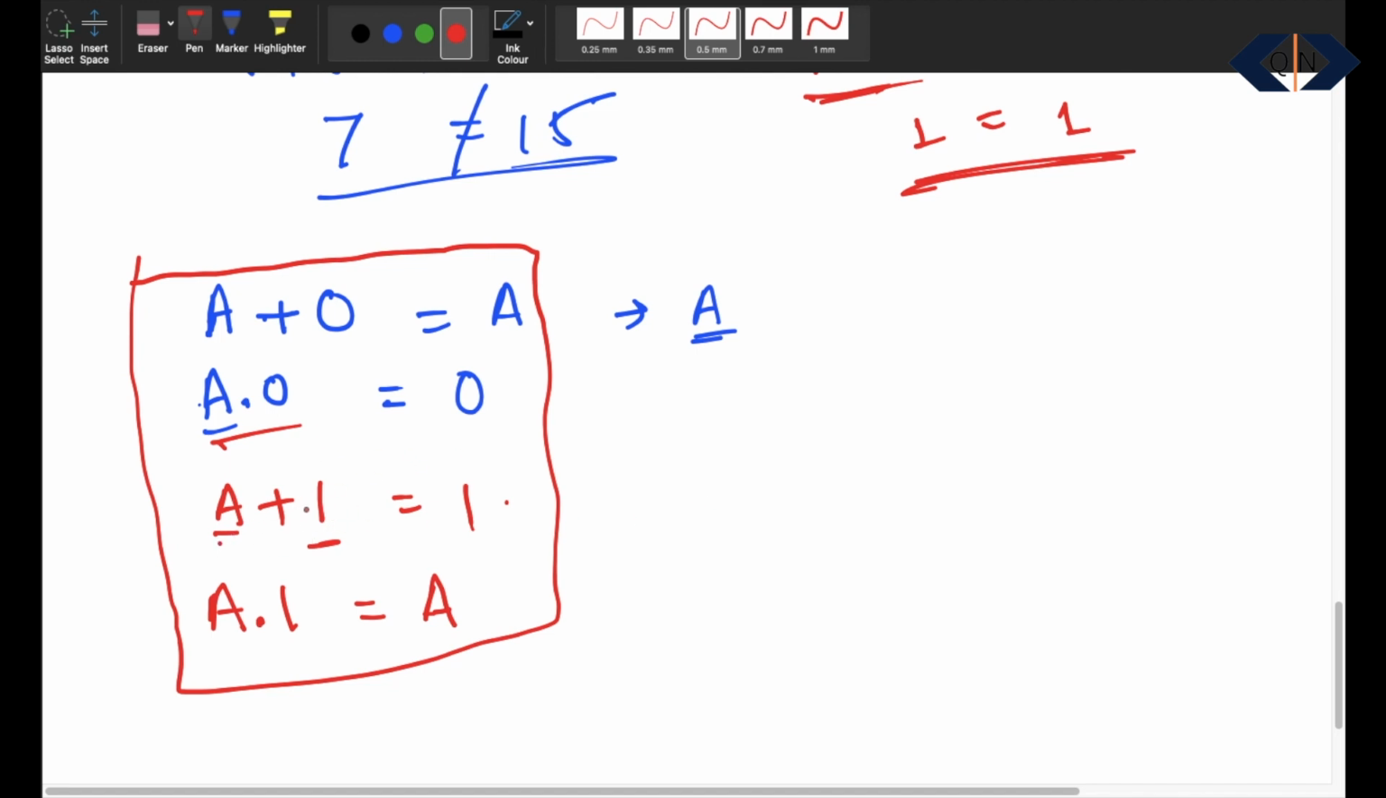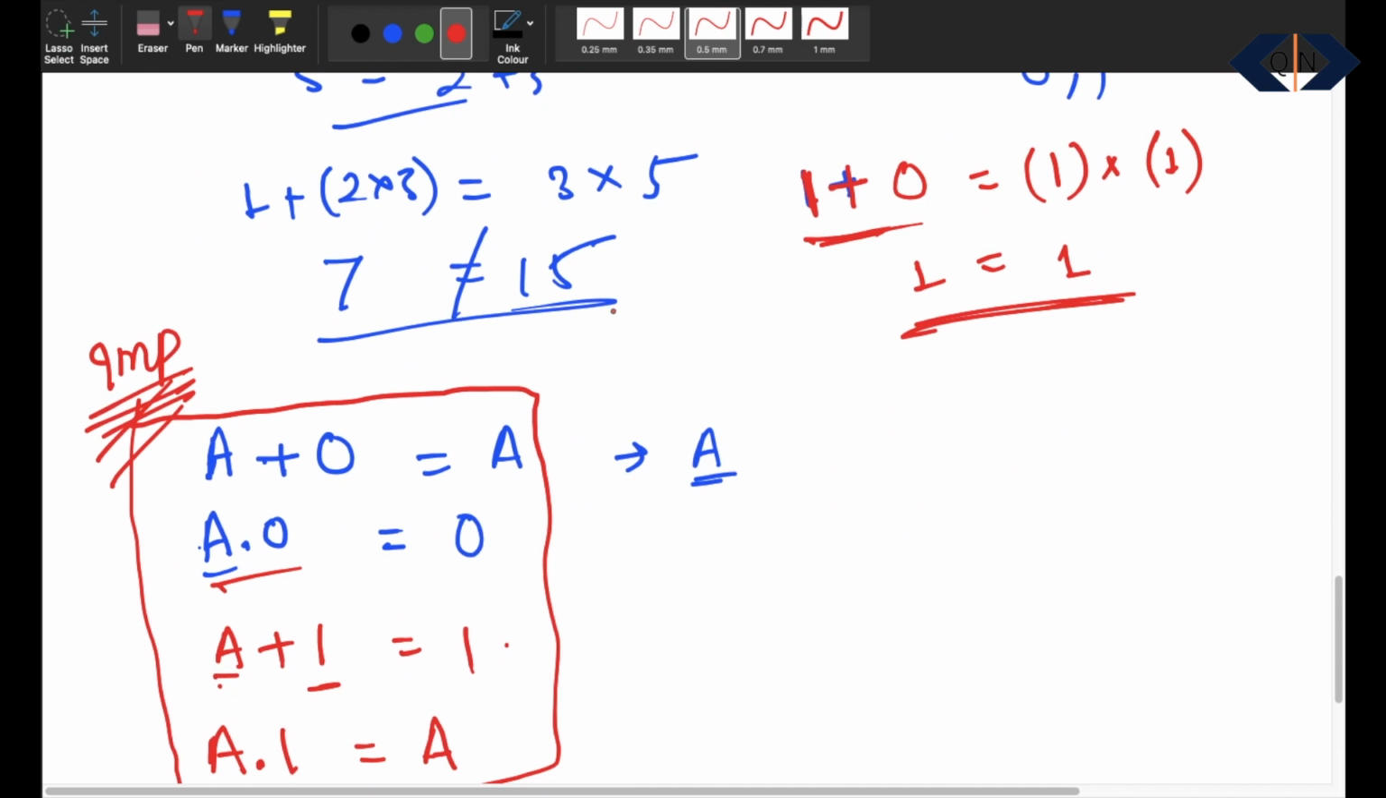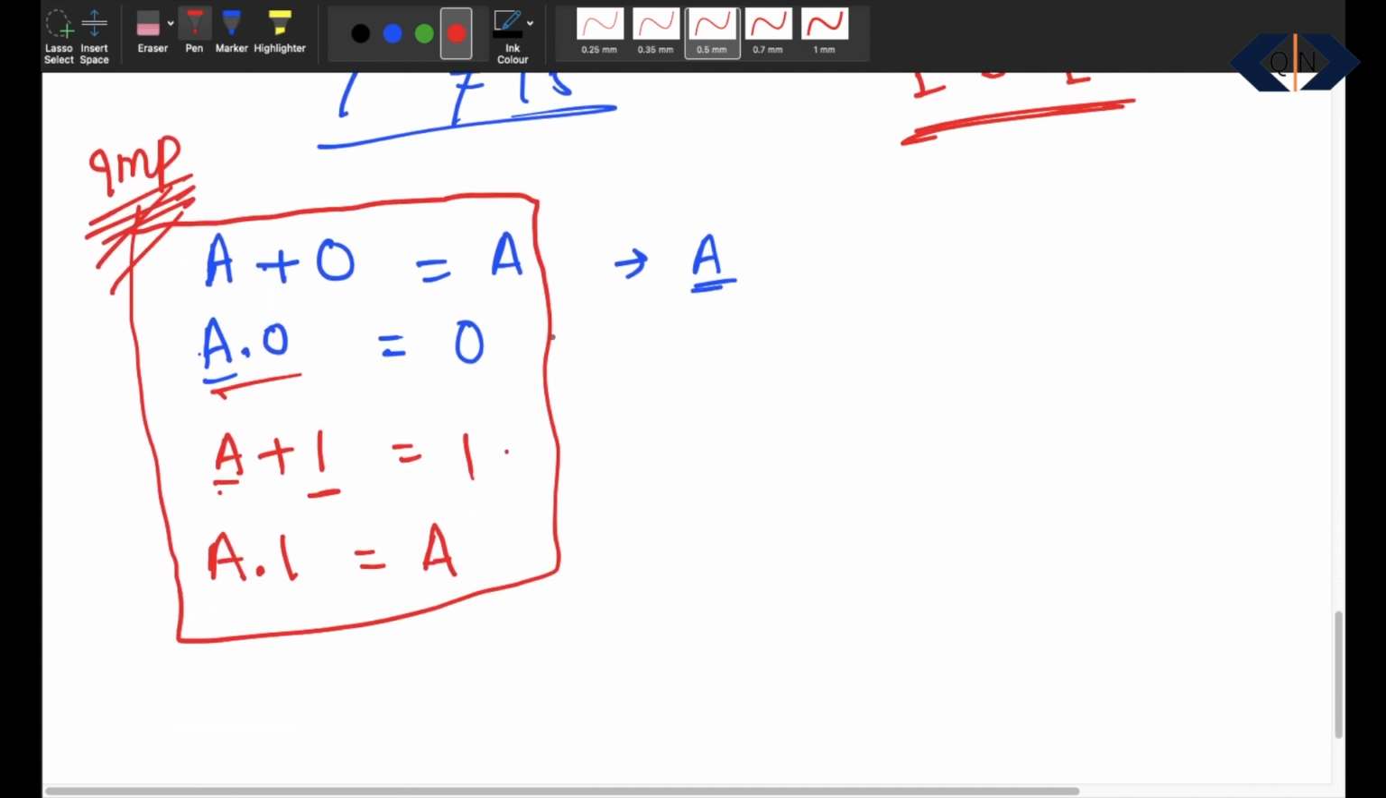We will be using this logic only to nullify some of that particular circuit, means we will be dissolving those particular circuits using this particular thing. So keep this as IMP, and we will be mostly using this further. So we will be utilizing all our associative, distributive, and commutative properties, as well as these identity properties, to dissolve our circuit, to simplify our circuit.